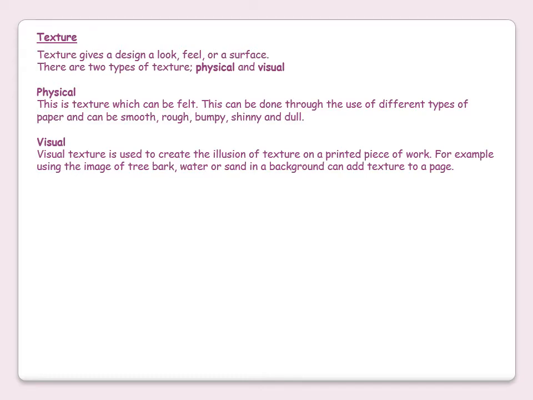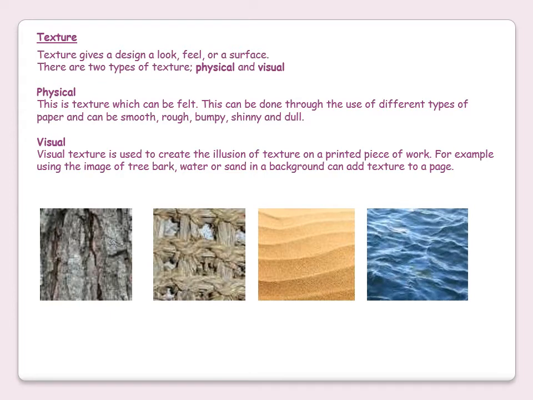Visual texture is used to create the illusion of texture on a printed piece of work. For example, using the image of tree bark, water, sand in a background can add texture to a page. It is probably very unusual that you will use physical texture in any of your pages in higher graphic communication, but visual texture is one that you could easily use.